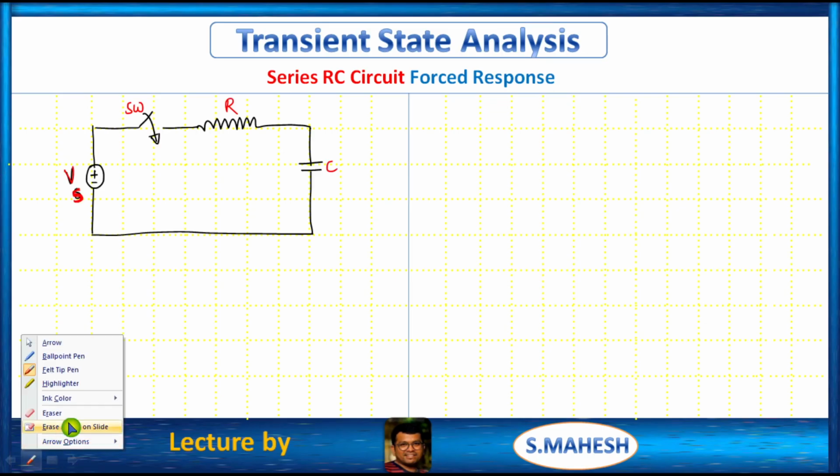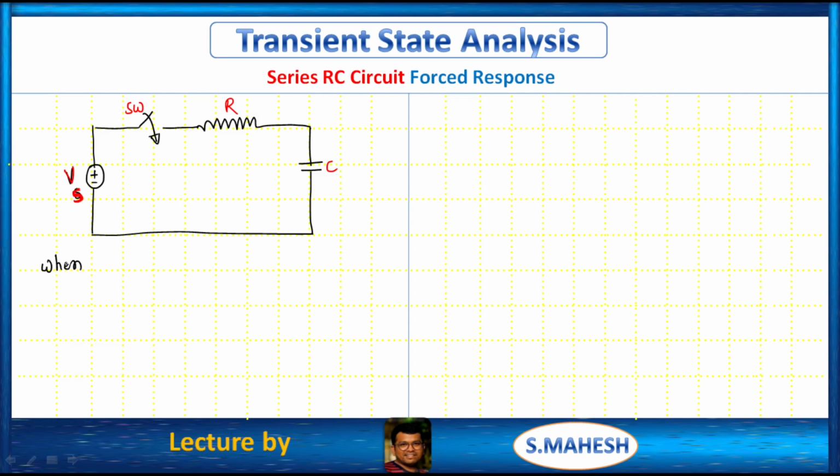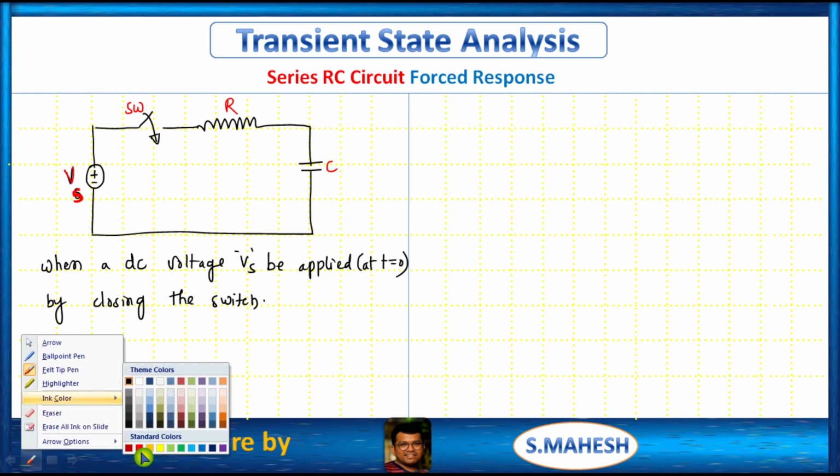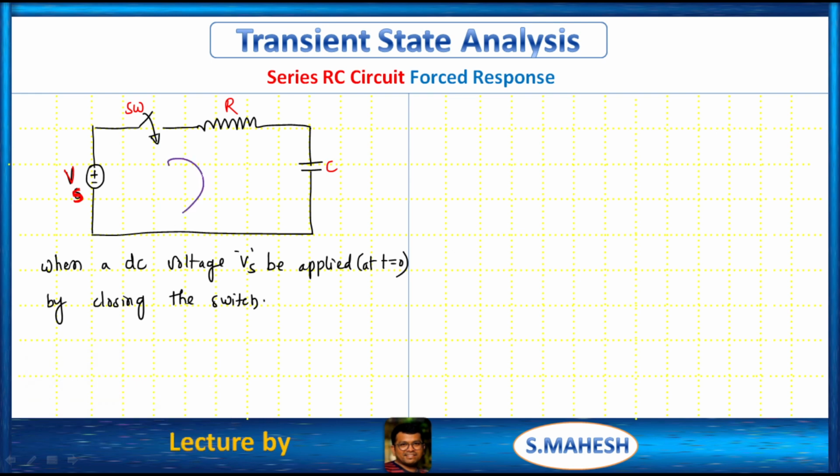What is the observation here? When a DC voltage Vs be applied at t is equals to 0 by closing the switch, right? When it is closing, obviously the circuit is closed, obviously there is a current. When the switch is closed, there is a current in the circuit.